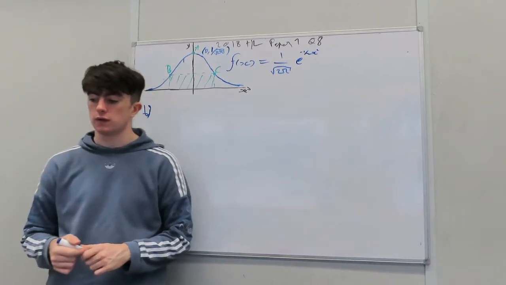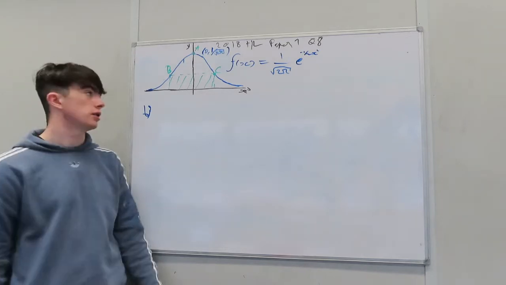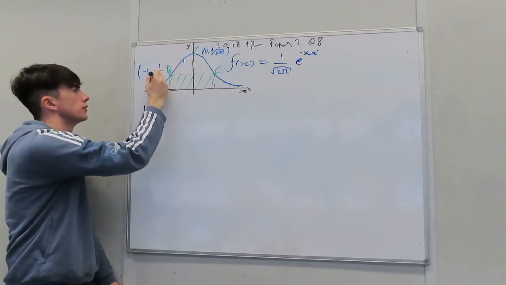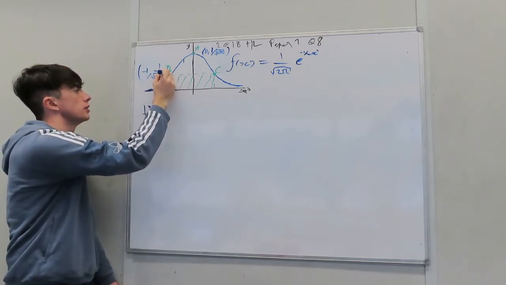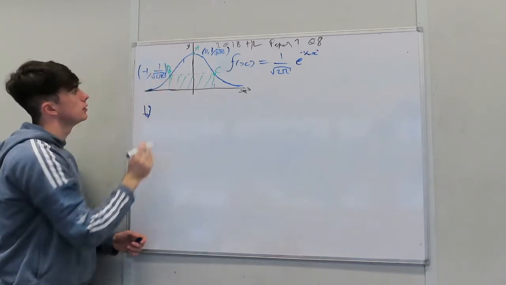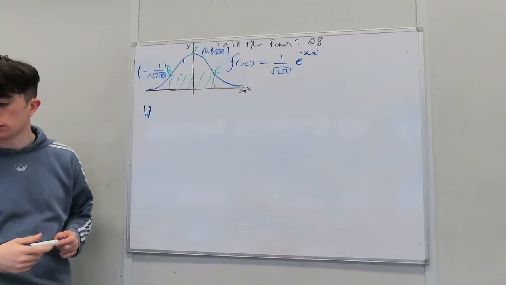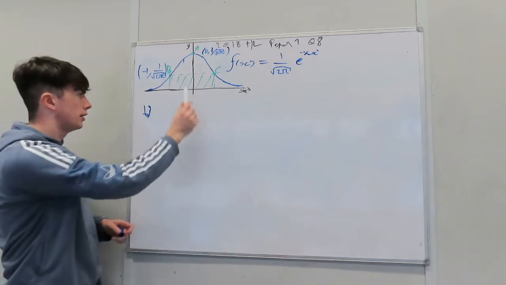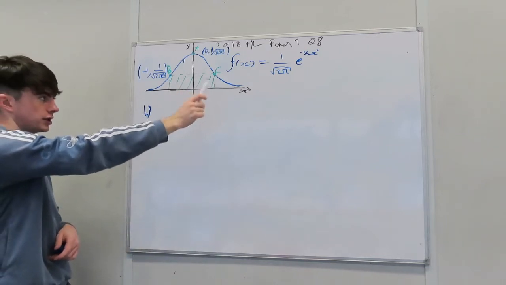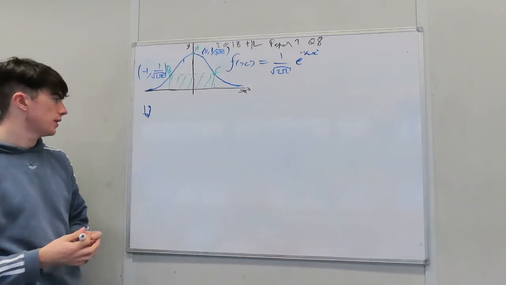So the paper asks us in part B of the question, it tells us that the coordinates of B are minus 1, 1 over the square root of 2 pi e. It then asks us to find the area of the shaded rectangle in the diagram above, and it tells us it's just this rectangle here, and it wants that area corrected to 3 decimal places.